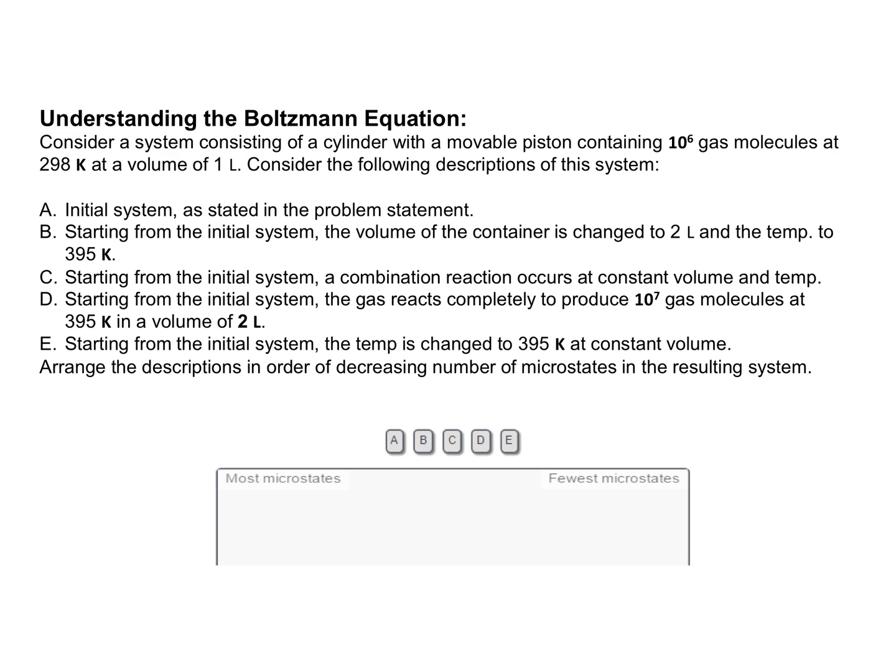So here's a good question, looking at ways we can increase the entropy of a system. We've got our initial system that consists of a cylinder with a piston containing 10 to the 6 gas molecules. It's at 298 degrees and 1 liter. We're presented with 5 different systems and asked to rank them in the order of decreasing number of microstates, so from most microstates, most entropy, to least entropy. So we have choice A, our initial system.